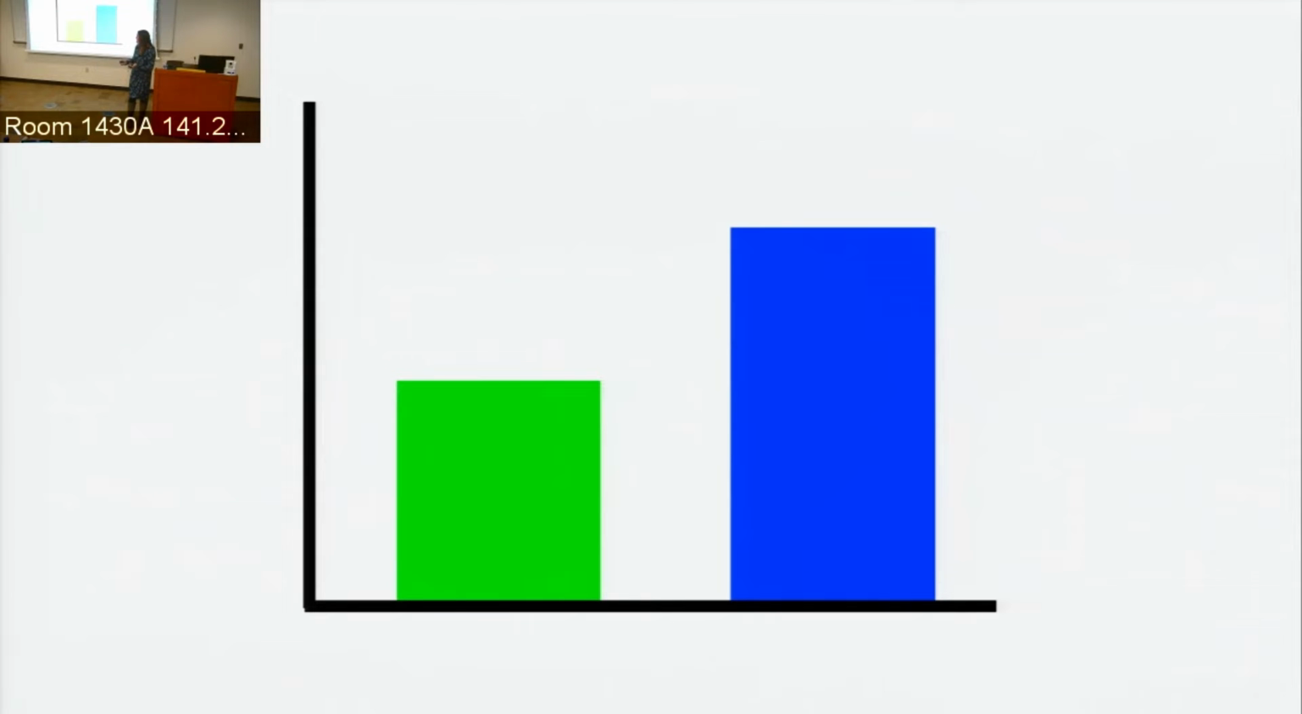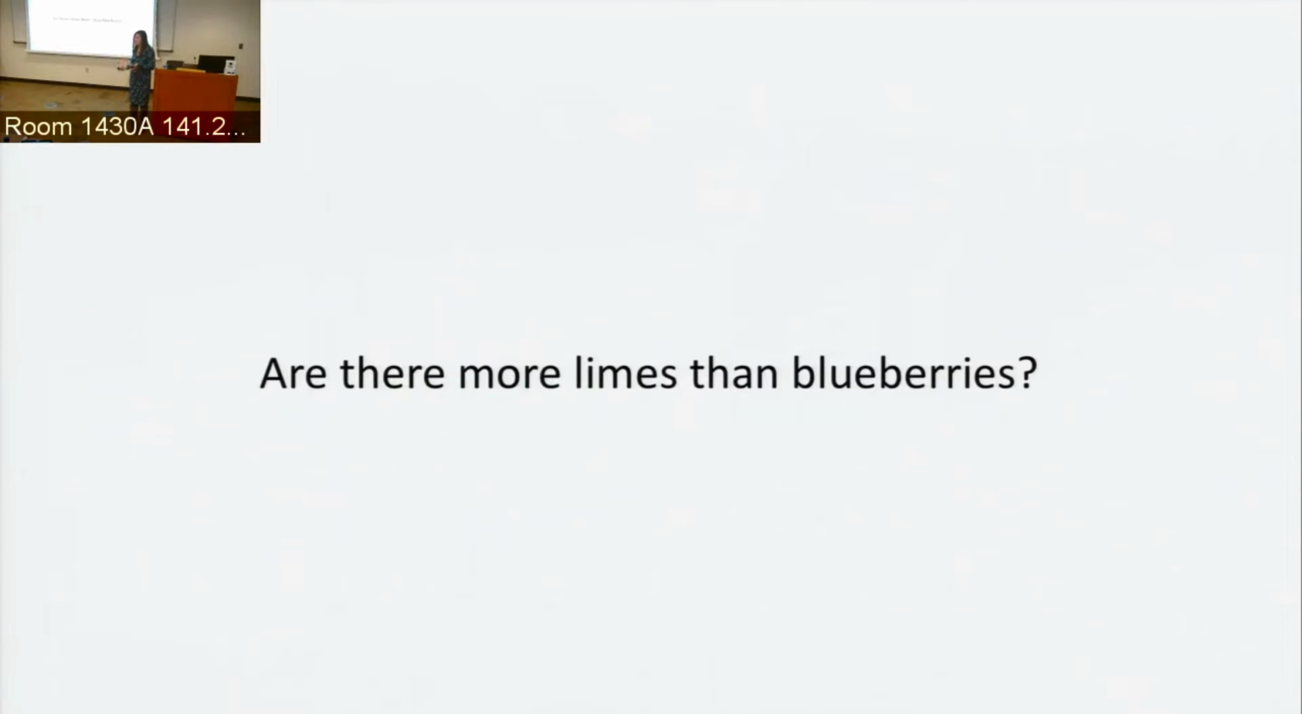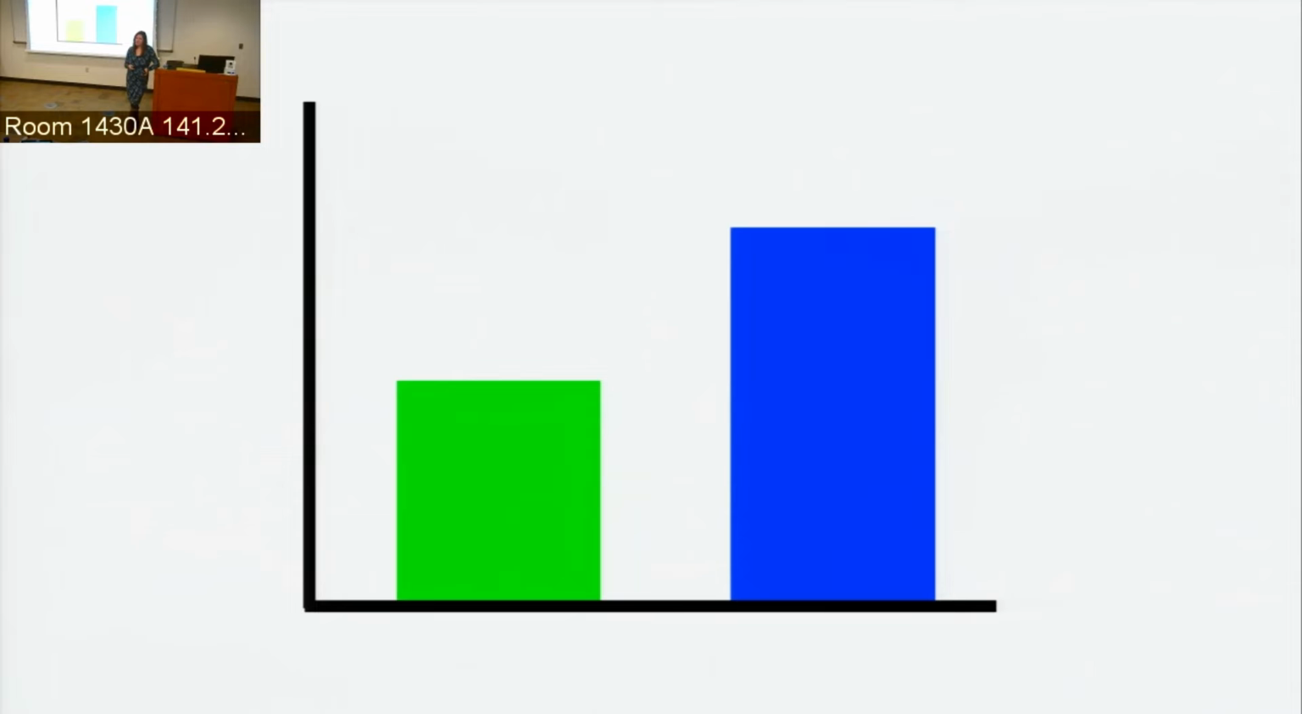So if you had to guess, before I show you the data, where do you think people would look first in terms of either the spatial location, like left bar, right bar? Do they look at the color first? Do they look at the taller one, the shorter one first? What do you guys think? So let's say for this specific example, where the question is, are there more limes than blueberries? Where do you think they'd look first?